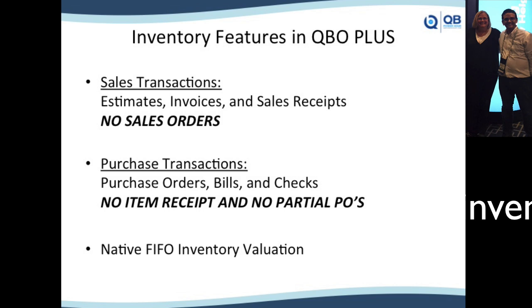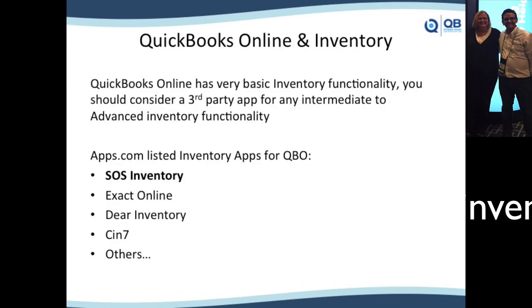Now, the real neat thing about it is it's native FIFO, and FIFO, to me, is a much better valuation method than average cost. I'm going to do an example of average cost, and I'll prove to you how much easier FIFO can be. All right. So QuickBooks Online and inventory, in conclusion, it's very basic. You should consider a third-party app for any intermediate to advanced functionality.